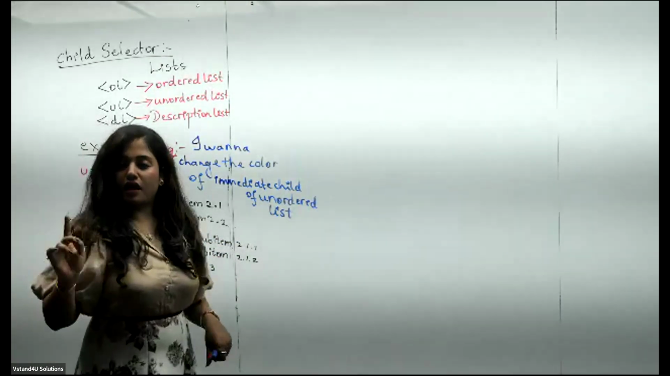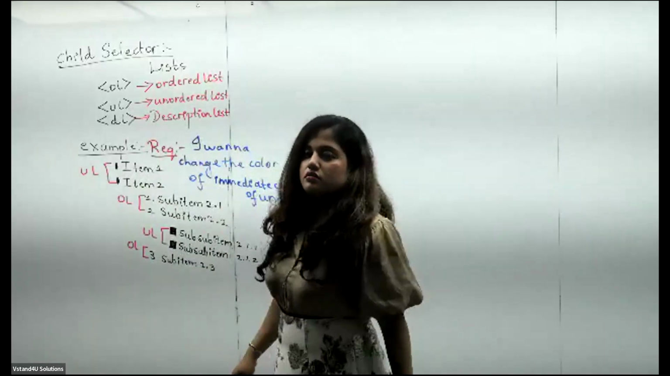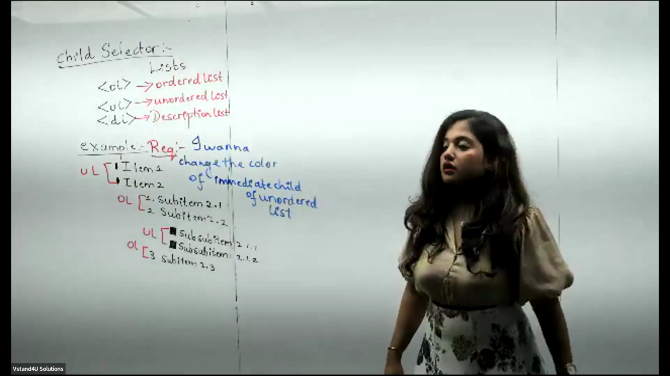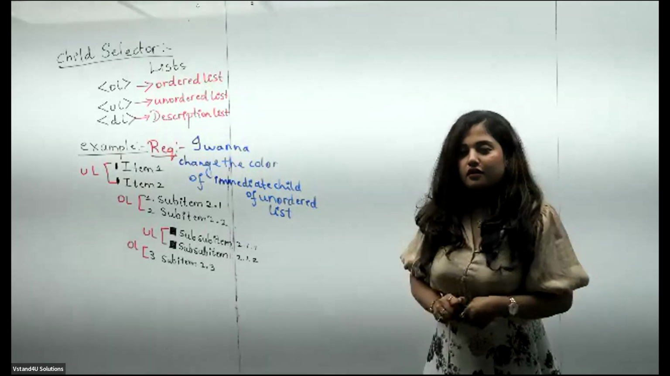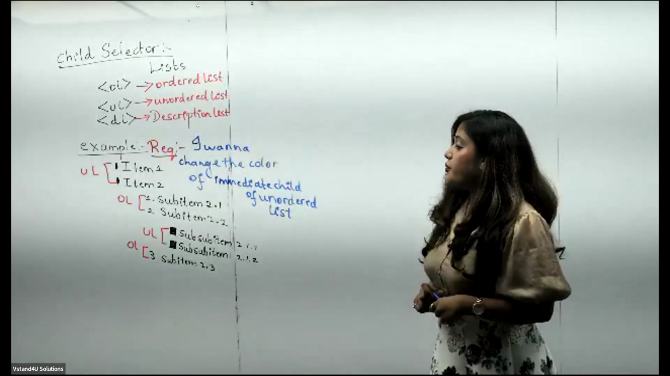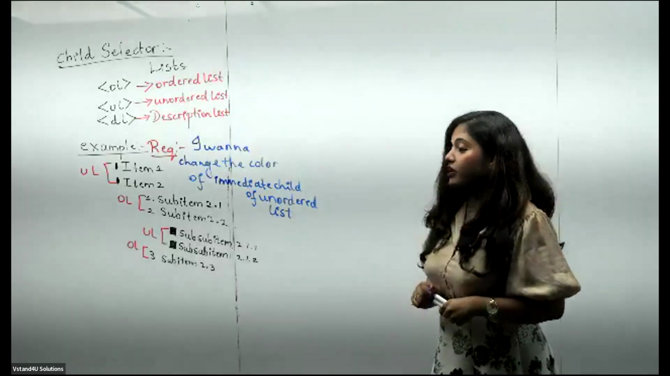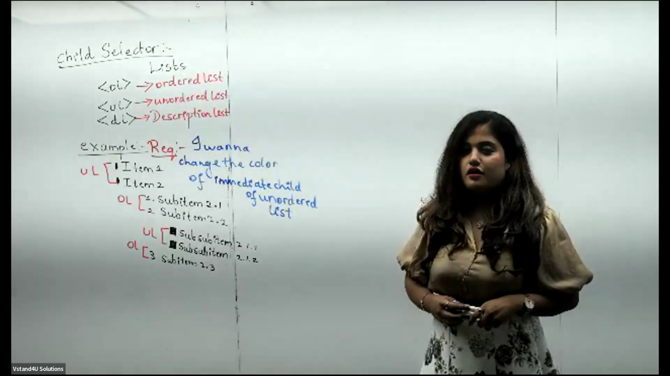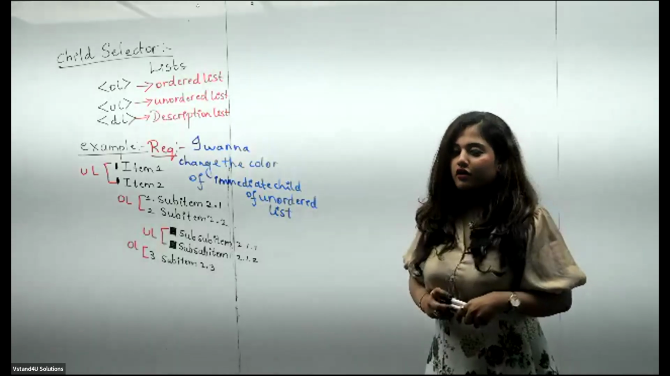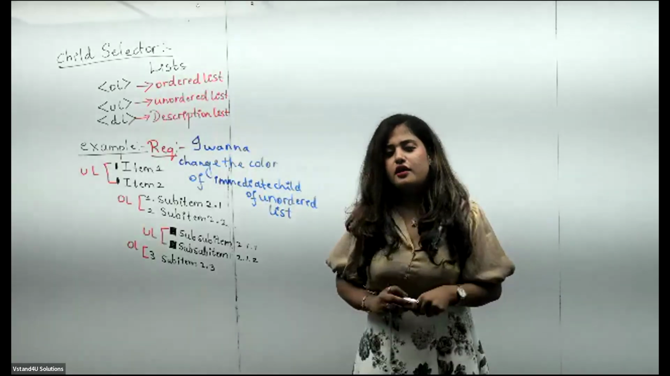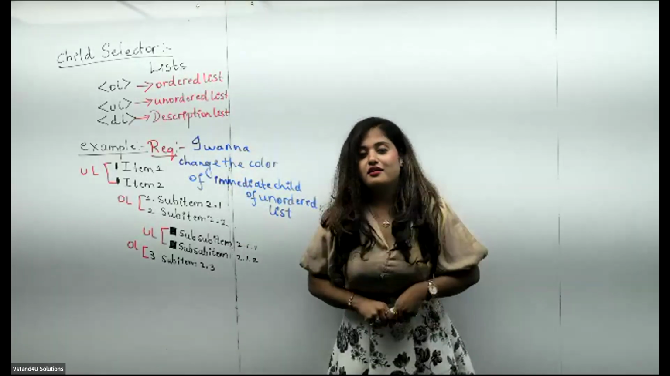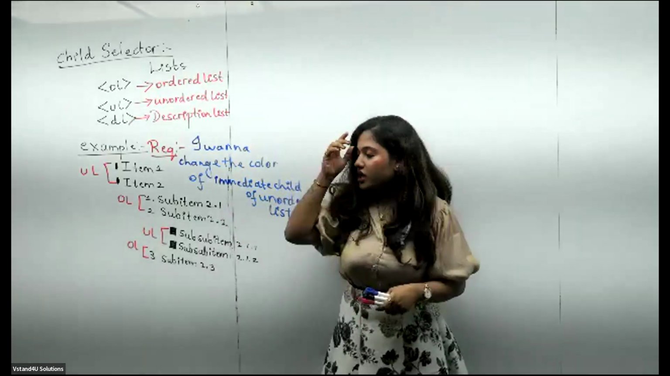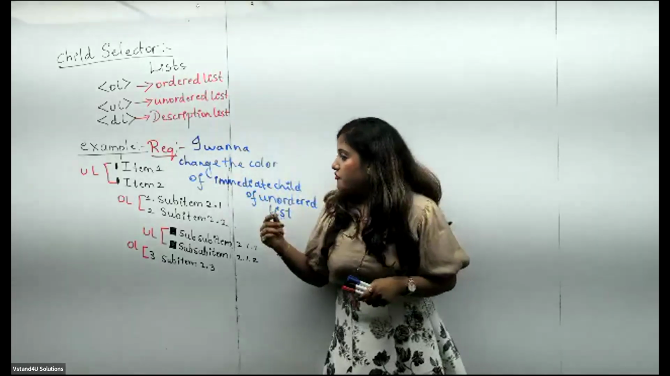Now tell me, for this sub item 2.1.1, that is your child item. Tell me which is the parent element to this. Sub item 2.2. Really? 2.1 or 2.2? 2.1. Why is that the parent element? Why? Okay, I will ask you one question. Why?